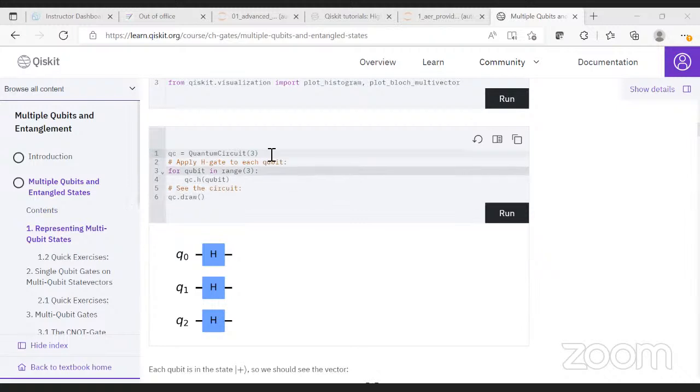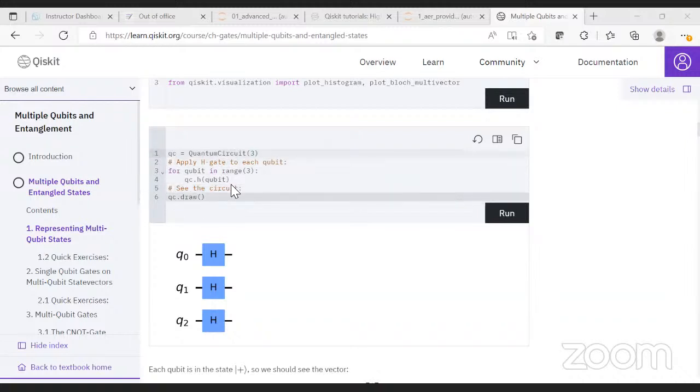There are two ways to do it. Either I write QC dot H, then I say the qubit number 0, 1, 2. That's the indexing, Python indexing. So you say QC dot H0, QC dot H1, QC dot H2. But that's not the good way to do it because I have to do it individually.